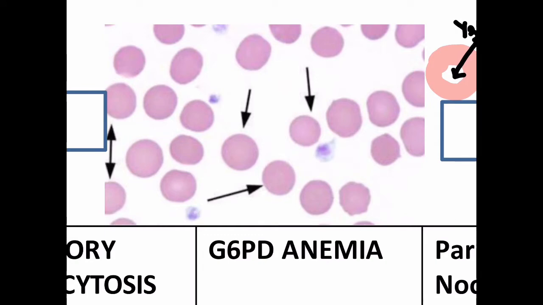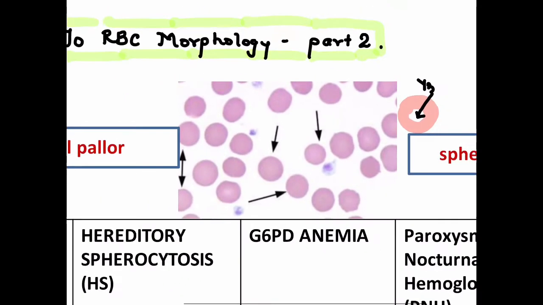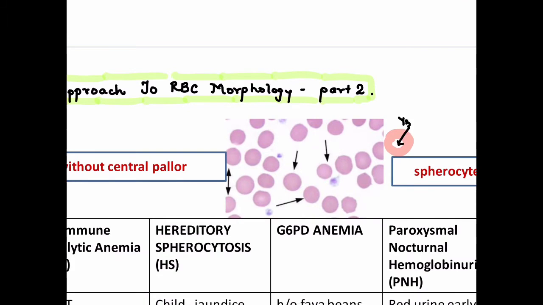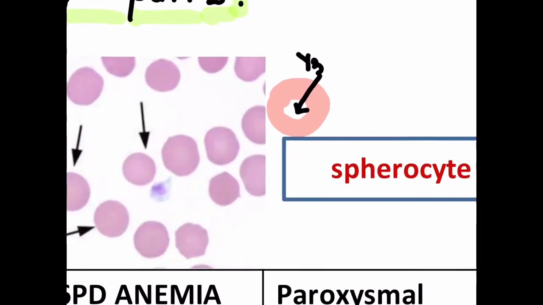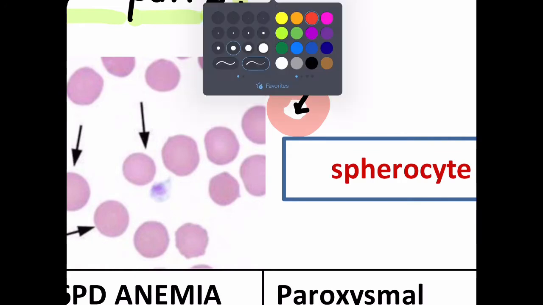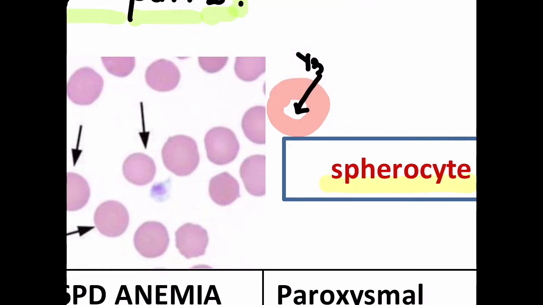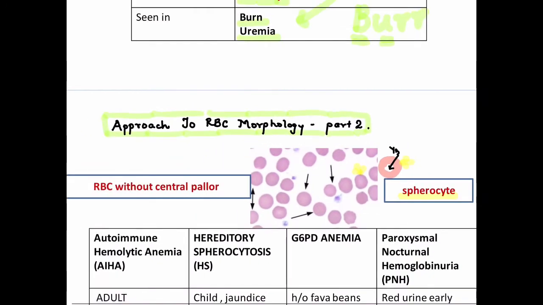But what do you see here? Do you see any pale color at the center? No. There is no central pallor. What does it mean? This means that these RBCs are not normal, they have some abnormality, and these abnormal RBCs are known as spherocytes. Why? Because they are spherical in shape. Normal RBCs are donut in shape, but these RBCs are spherical in shape, so spherocytes.